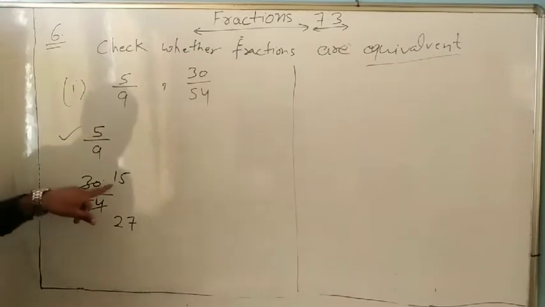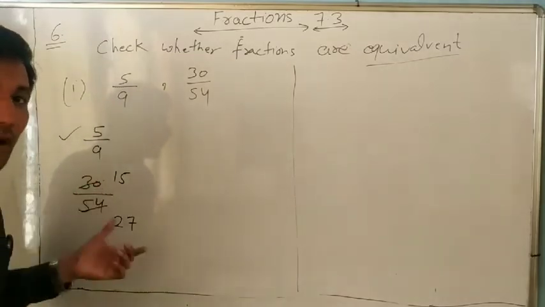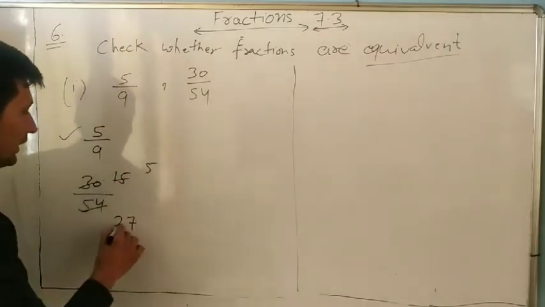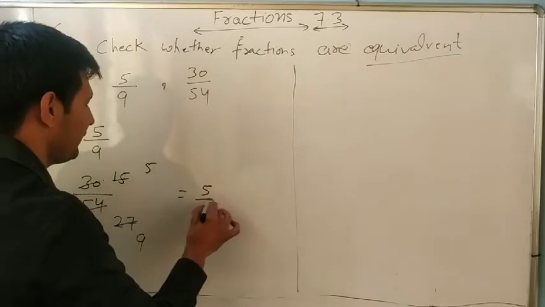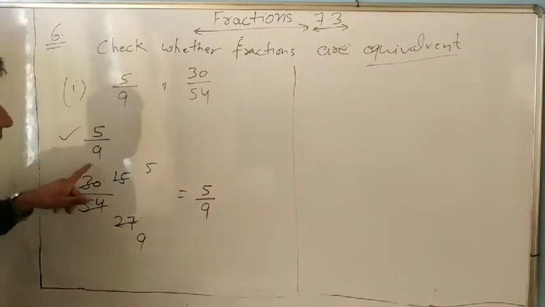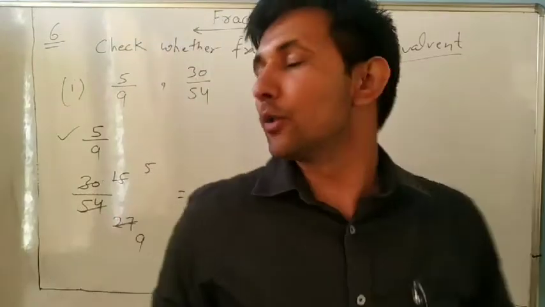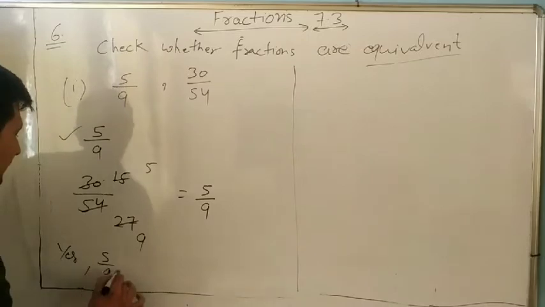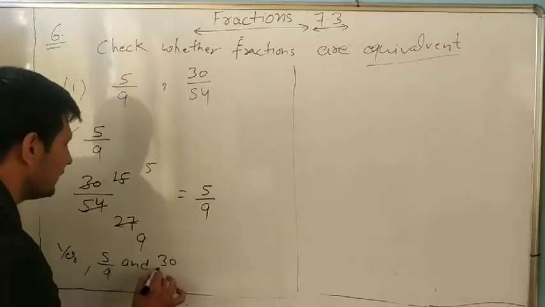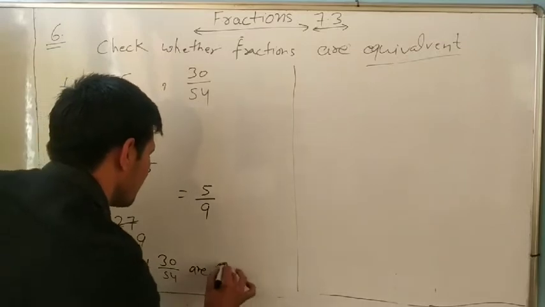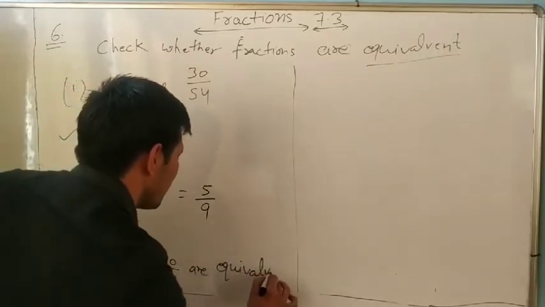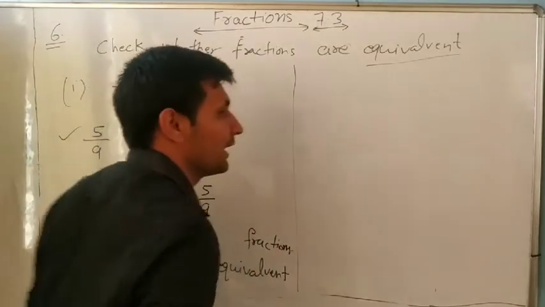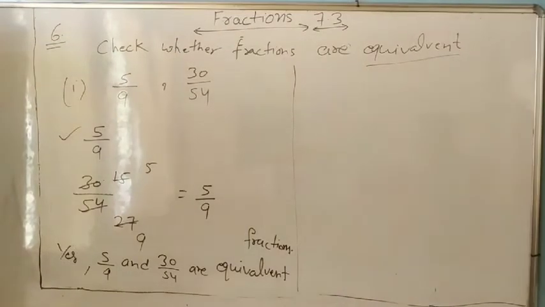Next is 3. Sorry, 15 is not divided by 2 completely, so we divide by 3. 3 fives are 15, 3 nines are 27. So what comes? 5 divided by 9. The first is 5 by 9 and the second fraction is also 5 by 9. So you can write yes, 5 by 9 and 30 divided by 54 are equivalent fractions. Like this you can find.